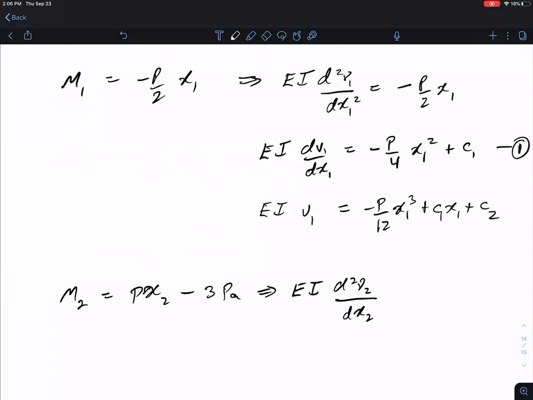And we know that moment function is also defined with respect to X2. So we'll call this equation 2.